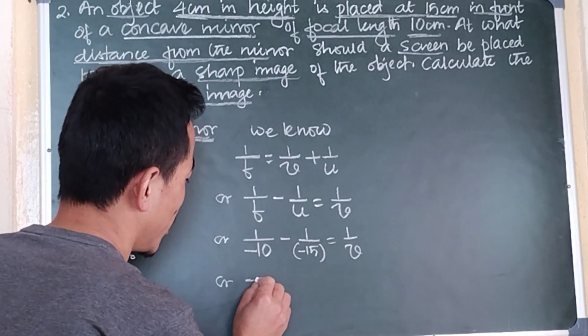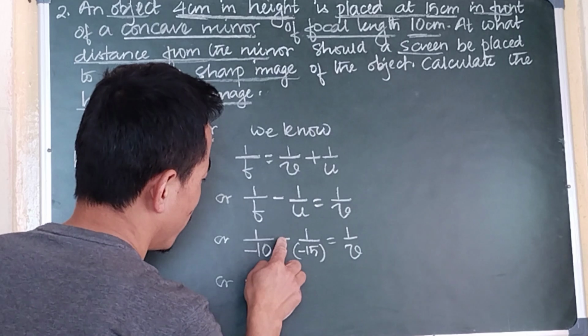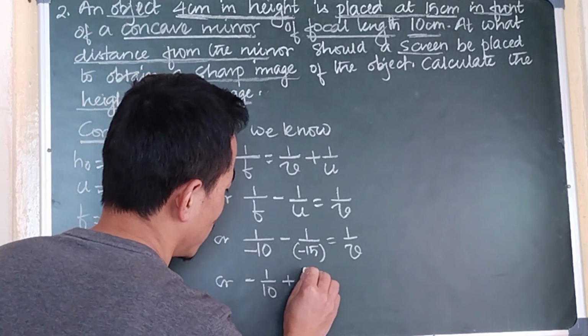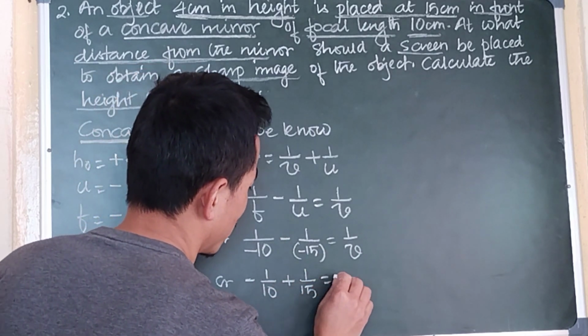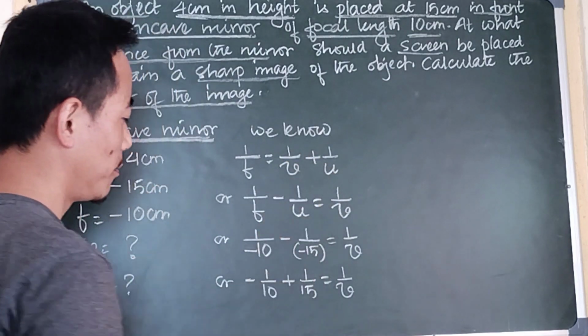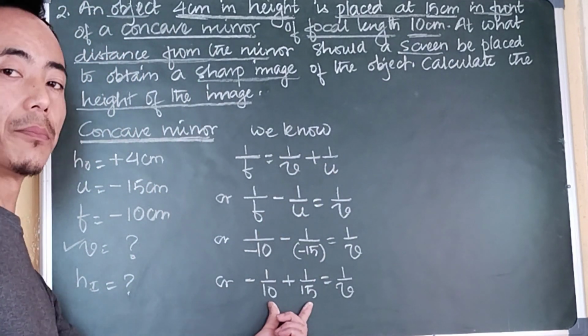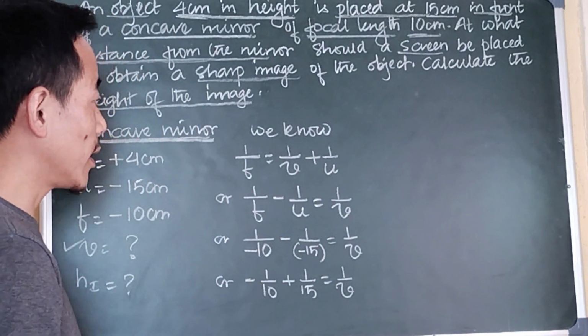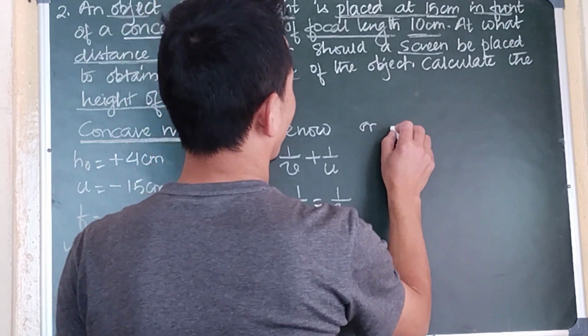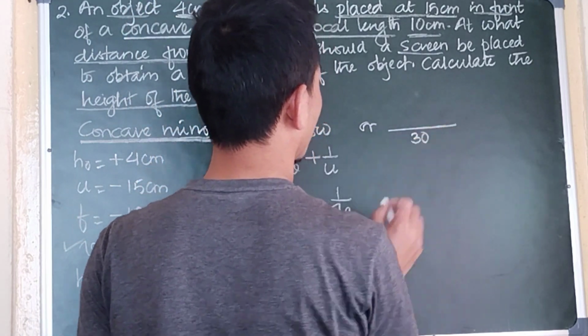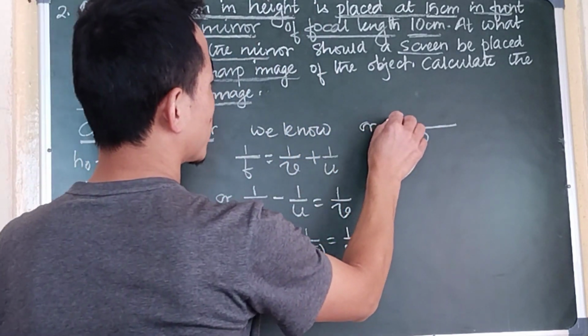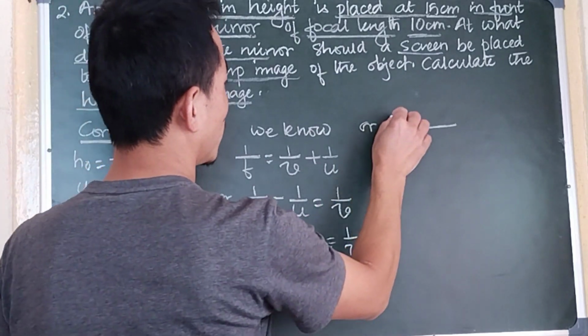So this can be written as -1 by 10. Minus and minus, this becomes plus 1 by 15. So this becomes 1 by v here. Now you have to take the LCM. So LCM of 10 and 15 will be 30 here. So minus sign is there, 1 is there.